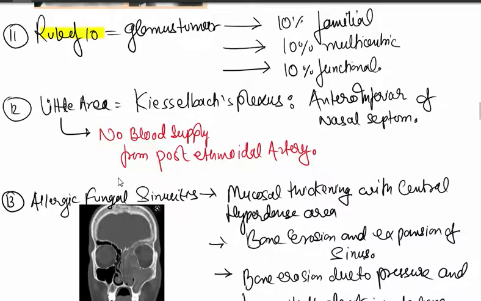Rule of 10. In glomus tumor, 10% are familial, 10% are multicentric and 10% are functional. Little's area, also known as Kiesselbach plexus, is in the anterior-inferior part of the nasal septum. Here also a negative answer has to be remembered: no blood supply from the posterior ethmoidal artery.